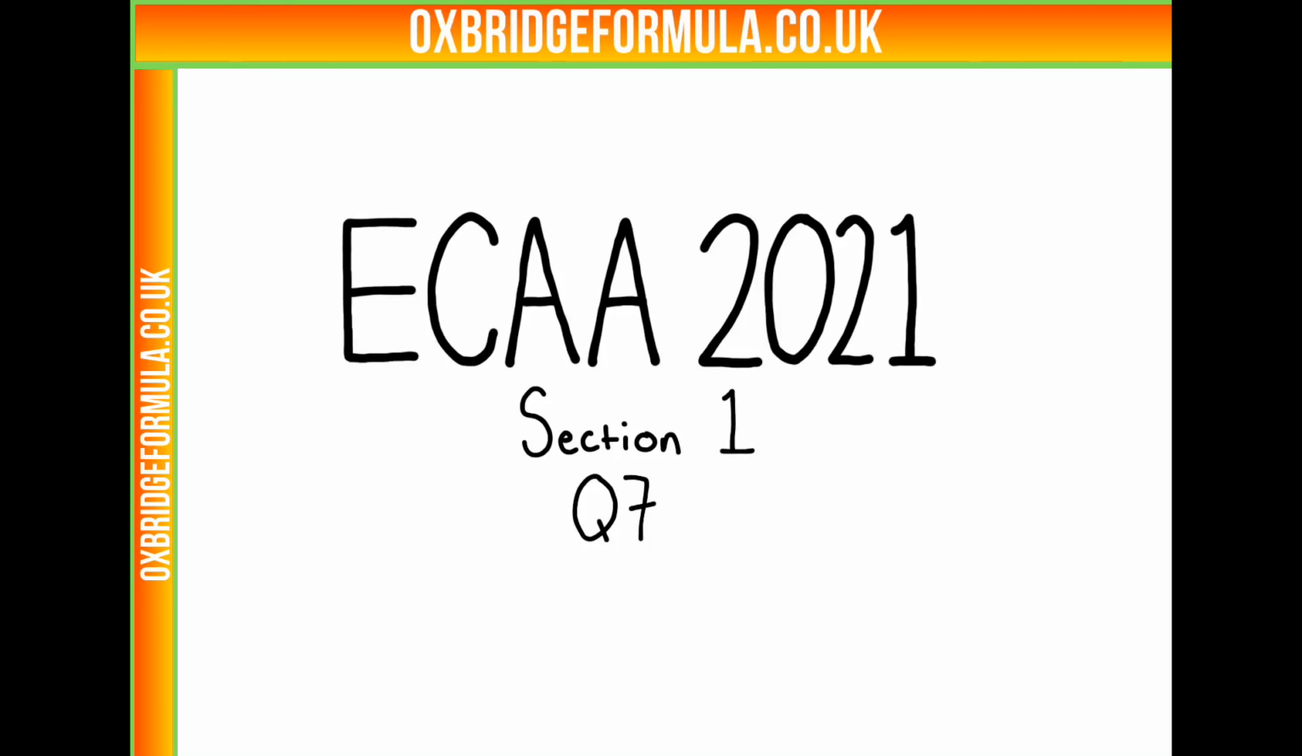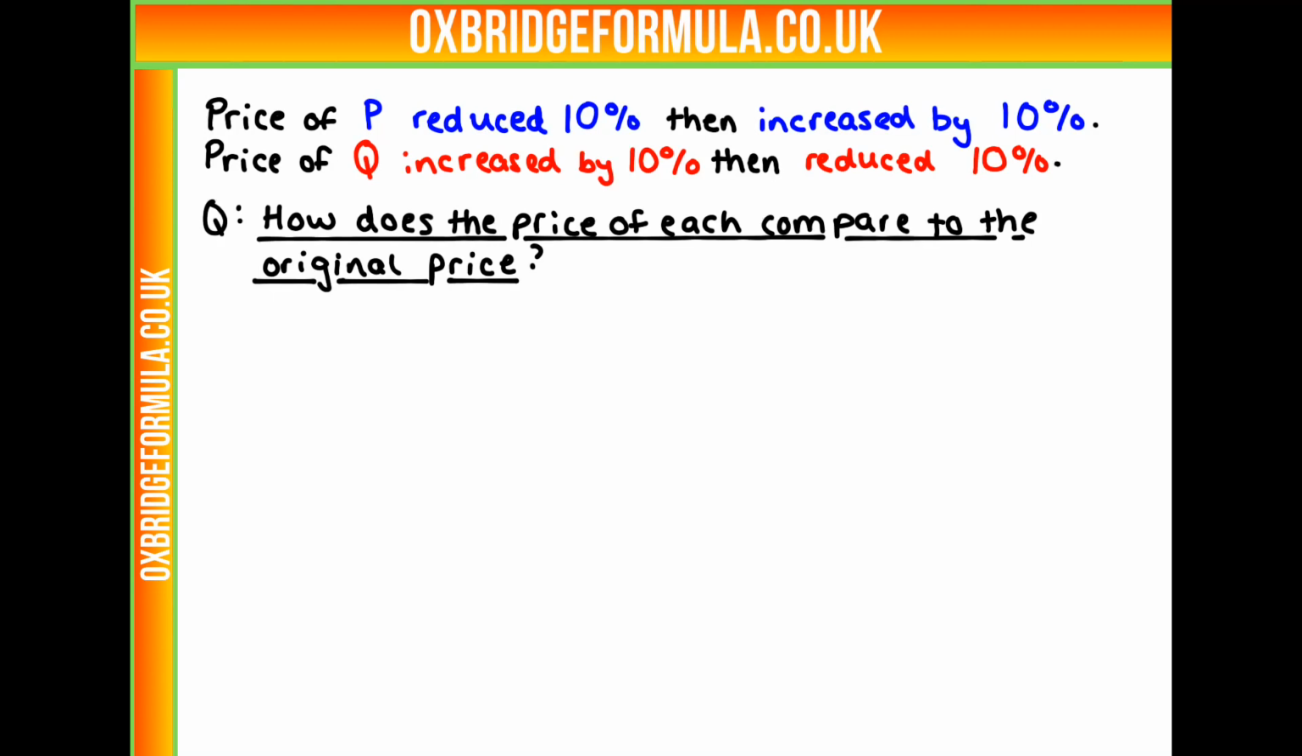This is ECAA 2021, Section 1, Question 7. So we're told that the price of an item P is reduced by 10% and then increased by 10% the next day, and the price of Q is increased by 10% and then reduced by 10% the next day. And we're asked, how does the price of each compare to the original price? So let's focus on these one at a time and calculate how the price is going to be different.